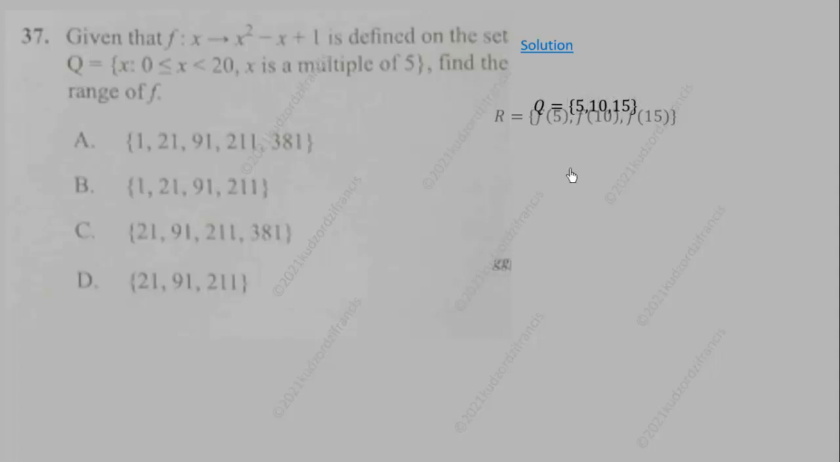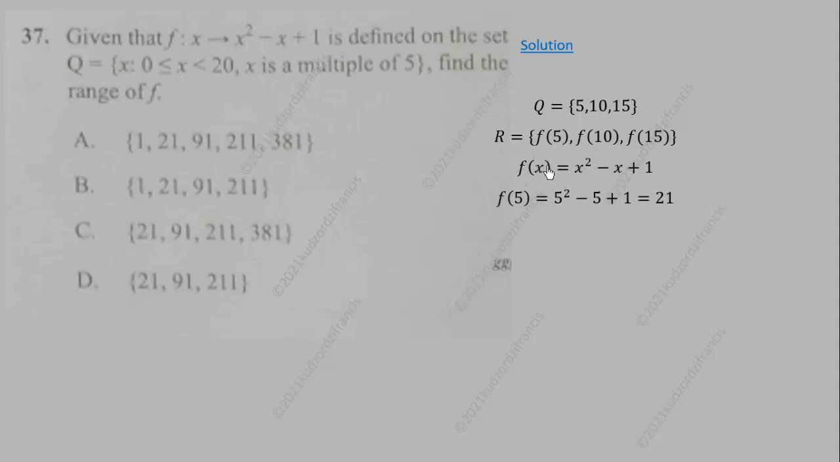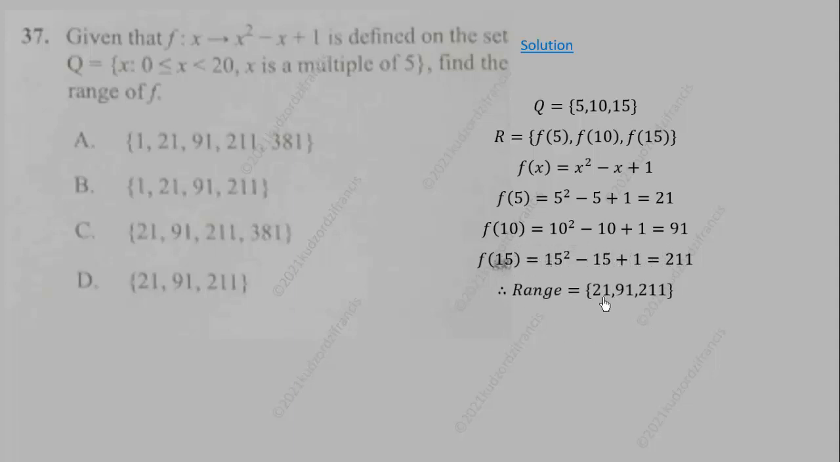To find the range, we have to plug in the domain into the function. So f of 5, f of 10, f of 15. But the function is f(x) = x² − x + 1. So we put in x equal 5 to get 21. We put in x equal 10 to get 91. We put in x equal 15 to get 211. So it means the range of values are 21, 91, 211.